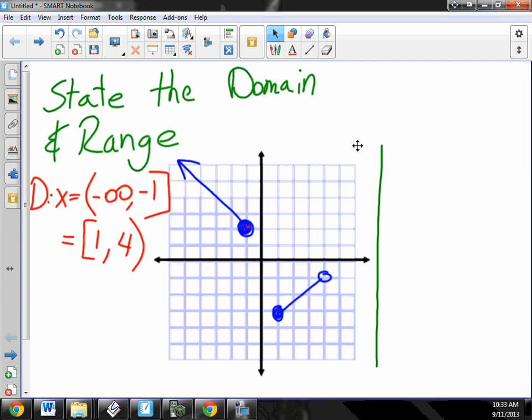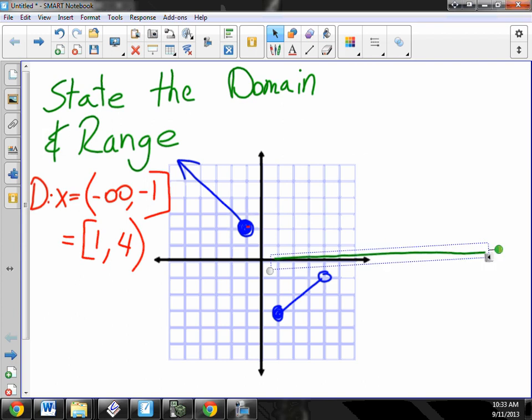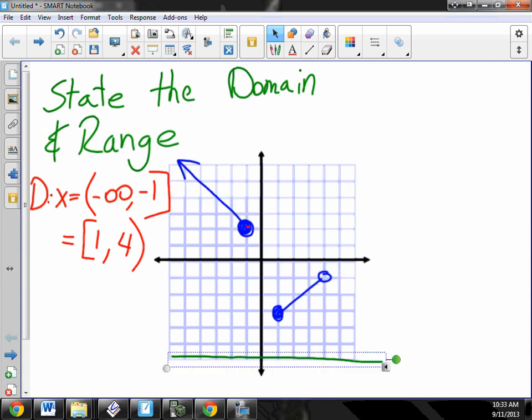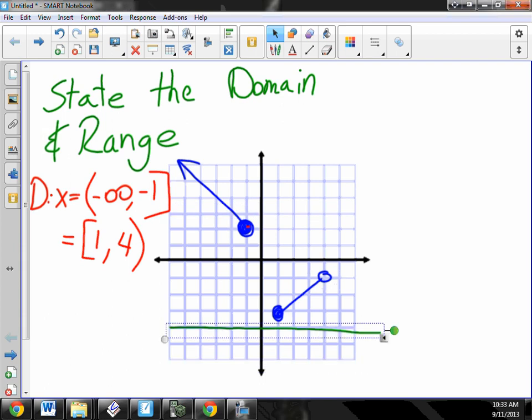The range is going to have two pieces also. So we now look at these vertical lines and we see which one of the vertical lines hits the axis and which doesn't. You'll notice everything down here misses, and then everything in this little gap misses. So we have two pieces, a bottom piece and then a top piece.